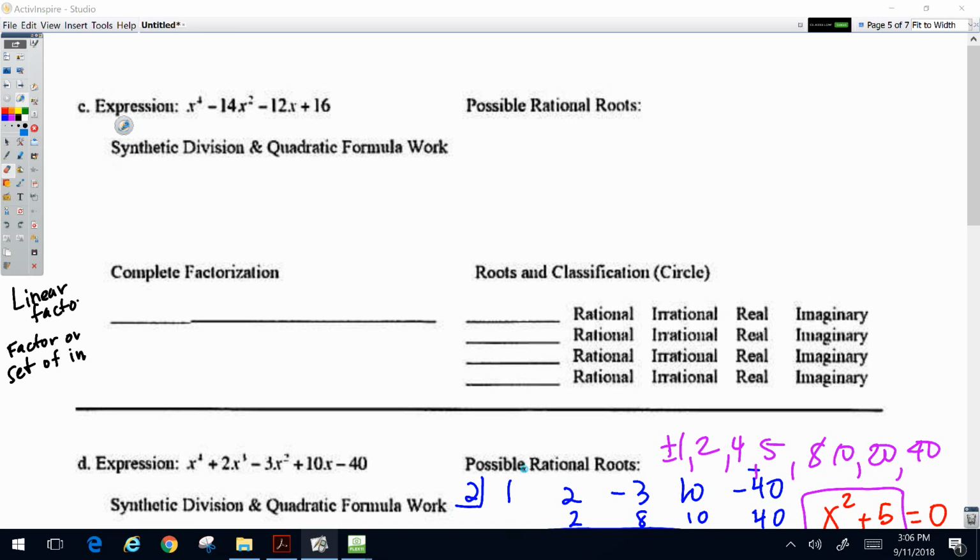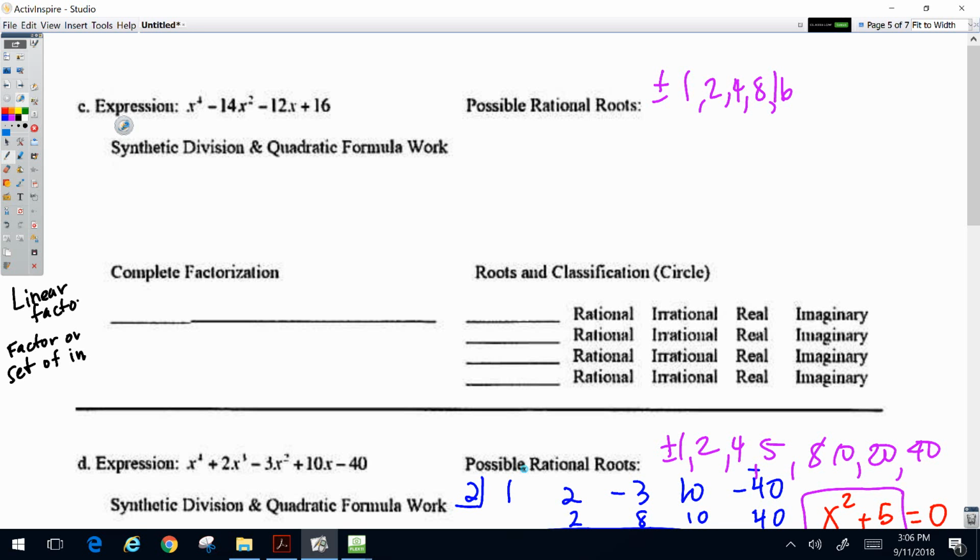When we look at this one, the first thing we're going to do is list our possible rational roots. What divides into 16? 1 and 16, 2 and 8, 4 and 4. All right, so when we type our equation into our calculator and look at our graph, we try to see if anything's happening at any of those points.